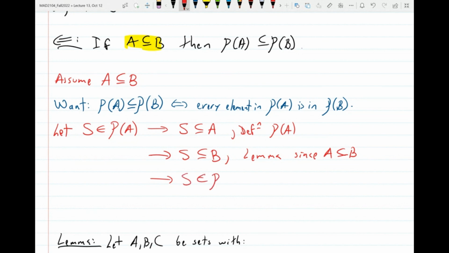So now we can say that S is an element in the power set. Again, that's the definition of the power set. So therefore, we just argued that if you start with an element in the power set of A, that element will end up in the power set of B. So we just argued that the power set of A is a subset of the power set of B. And now this finishes the proof.